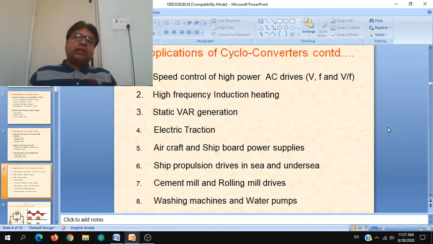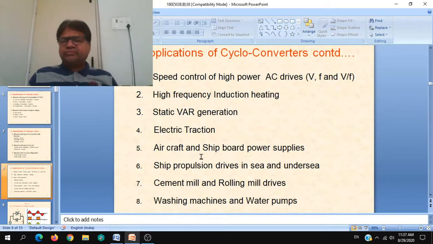And next, you are asked to write any two applications of cycloconverters. From the listed things, you can write any two: static VAR generation, electric traction, cement mill and rolling mill drives, or speed control of high power drives. Any two of the applications will do.